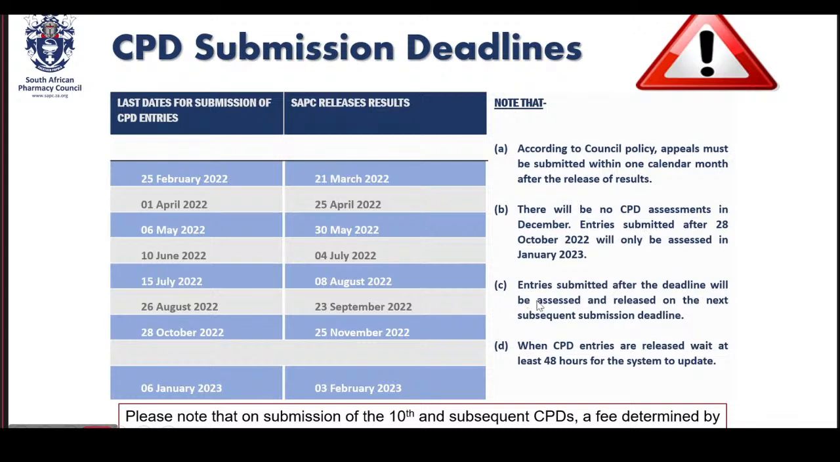And then entries submitted after the deadline will be assessed and released on the next subsequent submission deadline. I think that's the example I was giving you there when I was saying if you submit after the 1st of April, your results will be available on the 30th of May. And when CPD entries are released, wait at least 48 hours for the system to upload. So sometimes there are delays. So just give yourself some time, and after 48 hours, if you're not receiving anything, you can contact the office.